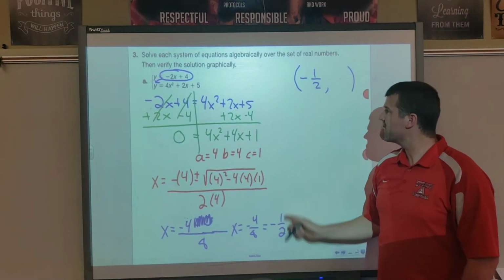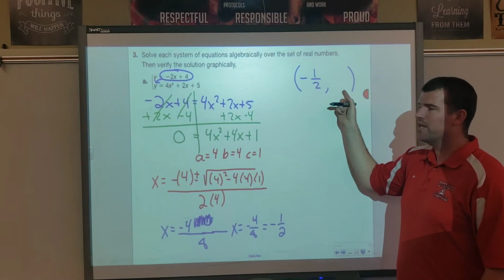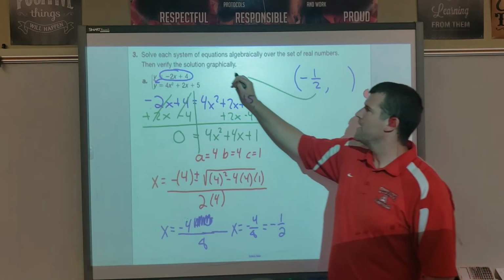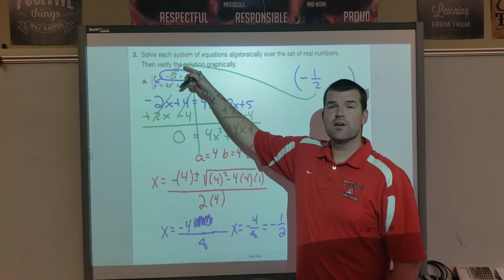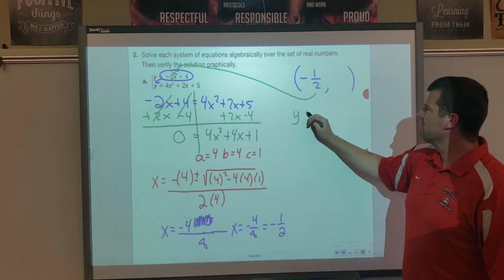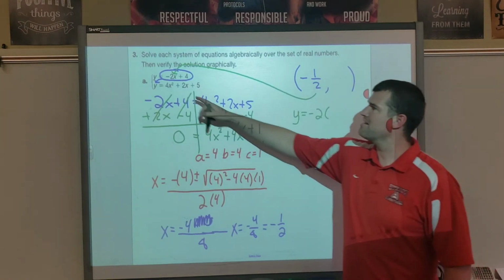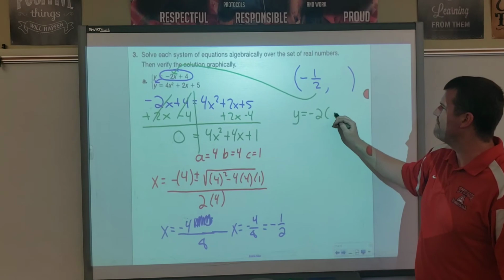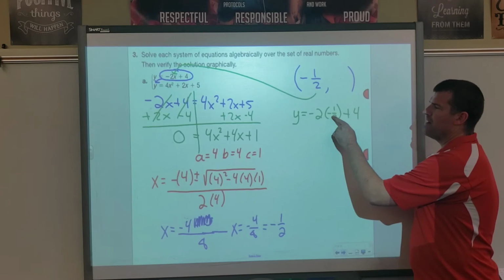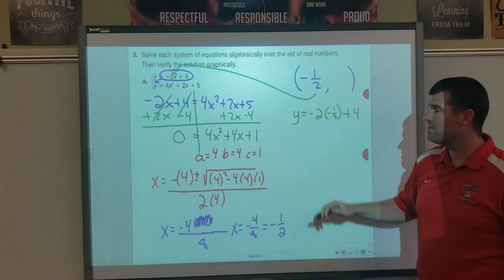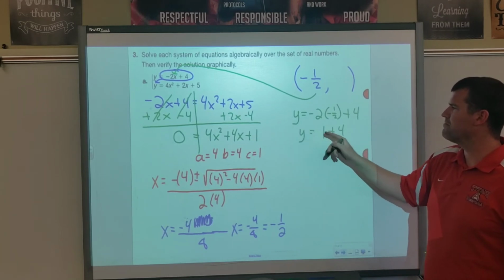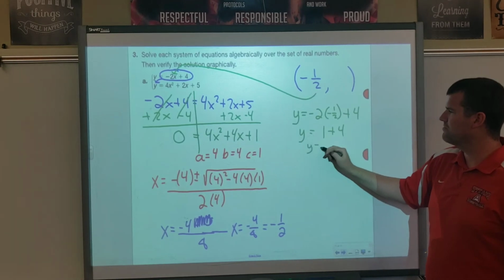Well, if this is x, right? x is negative 1/2. How do we get y? Well, we're going to take our x, which was negative 1/2, and we're going to plug it in to either equation. I'm going to choose the linear one. It's going to be easier. And so now I can do y equals negative 2 times x. Well, my x is negative 1/2, plus 4. Negative times negative is positive. If you have 2 halves, you have a whole. So this is positive 1 plus 4. So y equals 1 plus 4, which means y equals 5.